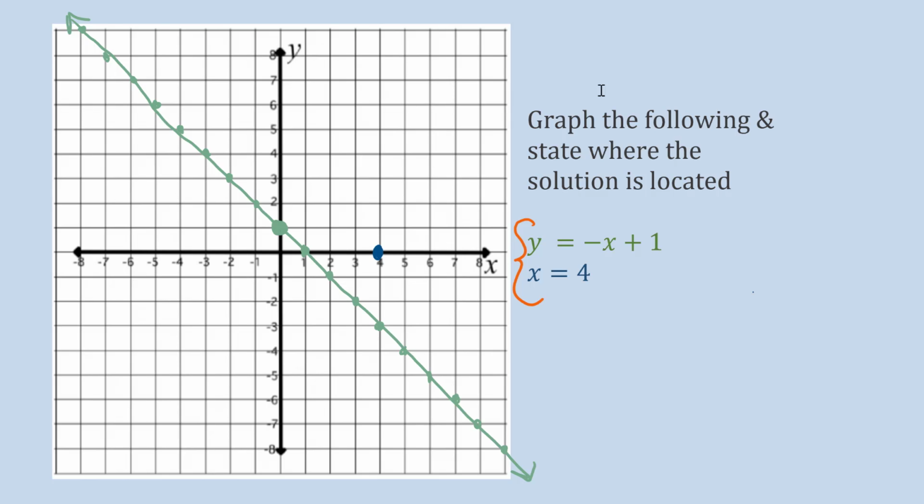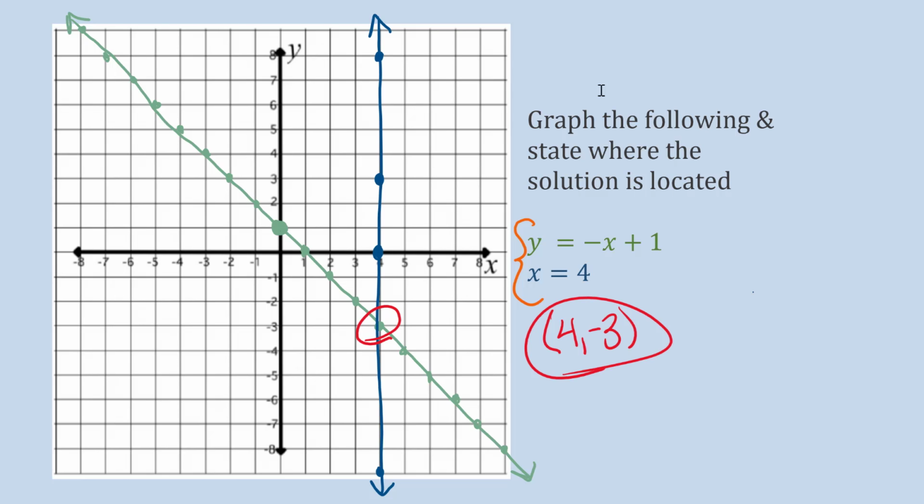So as it turns out, x is 4 right there. X is 4 way up there. X is 4 way down there. All of these places are the spots where x is 4. So our line just looks like that. And so in order to find our solution, we find where those two lines cross. It happens to be right at the point 4, negative 3. Let's look at one more.